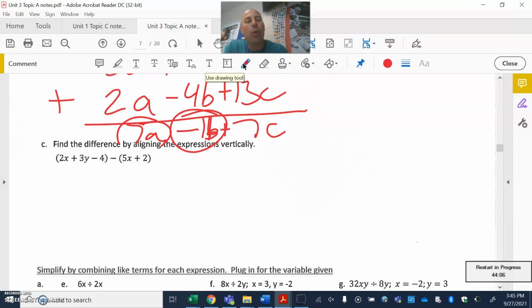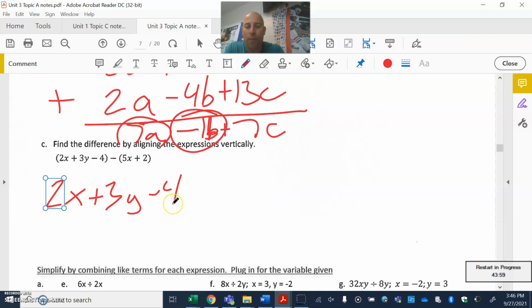So the big thing that we say here is to rewrite the problem. So I got a 2x plus a 3y minus a 4. This subtraction sign has to go with everyone. We use the phrase distribute the negative. So that negative sign needs to go to everyone. So because it was a positive 5x, because that negative is getting distributed to it, it's a negative 5x. Because it's a positive 2, that subtraction, it is a minus 2.